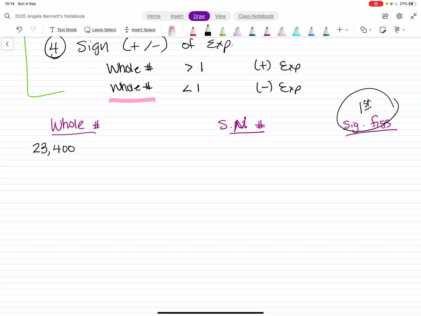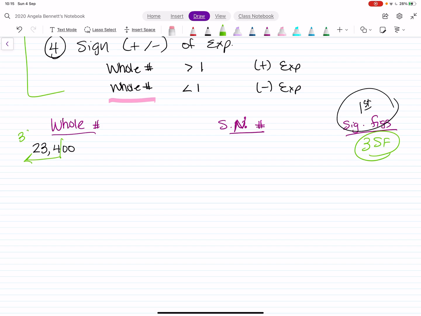All right, so our sig fig rules, which if you don't know how to do that, I have another video on that. You should go watch it. But when you look at this number, 23,400, there is no decimal point written. So that means we're going to start on the right-hand side of our number, and there are 3 sig figs. Again, if you don't know how to do that, check out the other video that I have for sig figs.